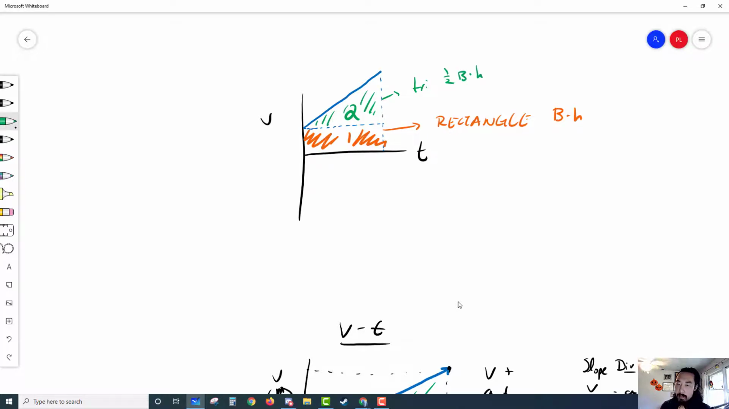Now, here's the pitfalls of this. Remember, the height of this triangle starts from here, ends there. What a lot of students want to do is they want to go from the 0 all the way to the top, but that's not the actual height of the triangle.